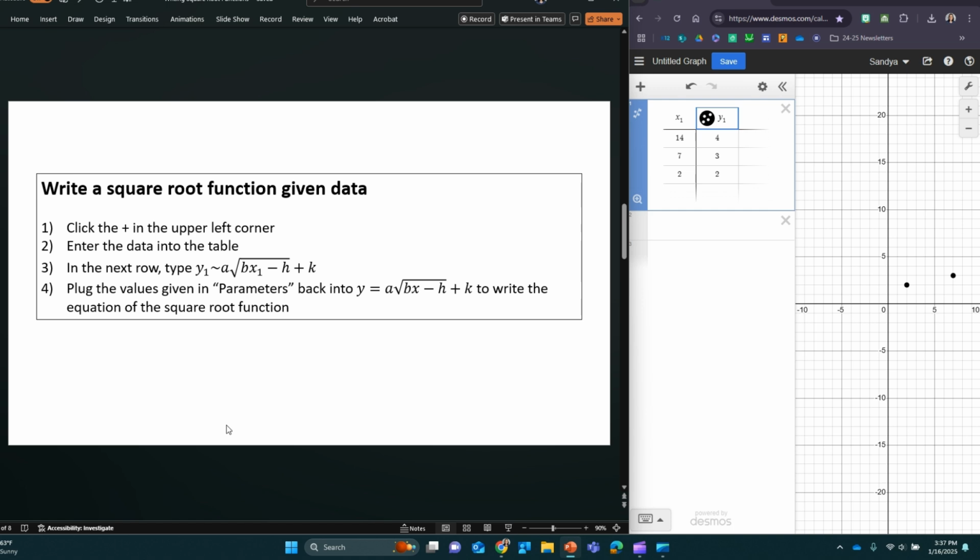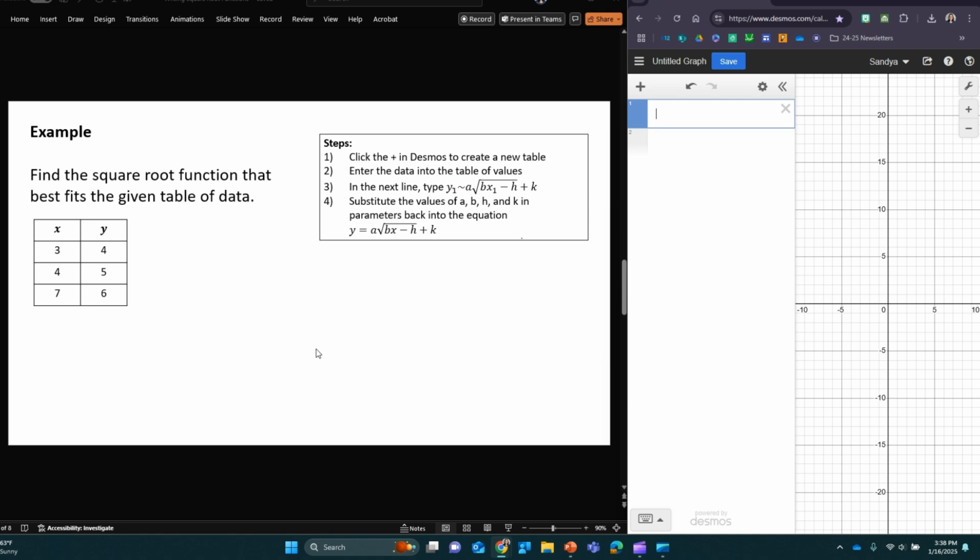So here's how you write a square root function given data. You're going to, as usual, click the plus sign in the upper left corner and then enter your data into the table. In the next row, you're going to type that general form of the equation. Y1 is approximately a square root of bx1 minus h plus k. And then under parameters, it's going to give you the values of a, b, h, and k. You need to plug back into this equation here so you can write the equation of your square root function. So let's look at some examples to see what this looks like.